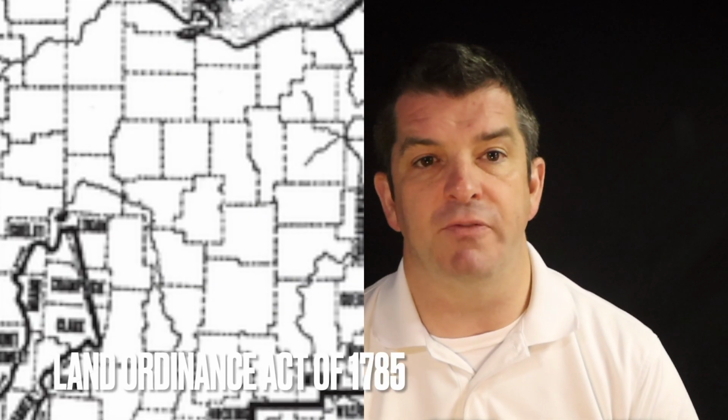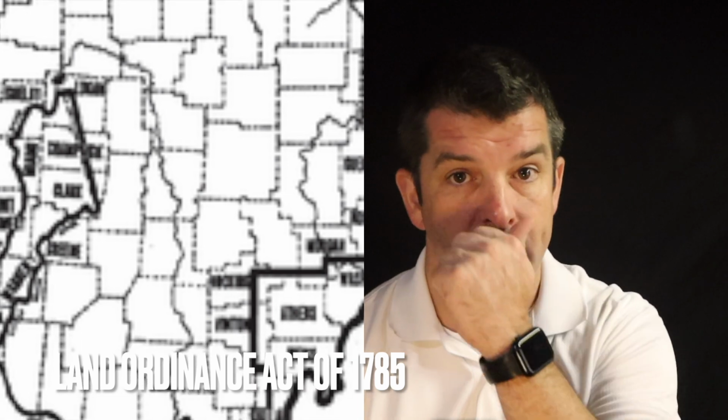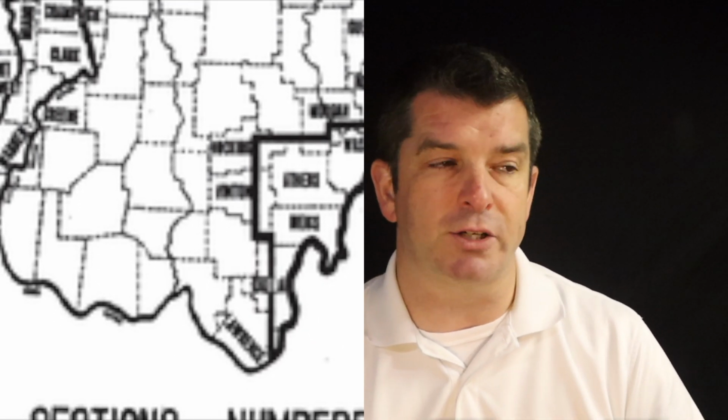Well, the first act was the Land Ordinance of 1785. It would divide the land into 6 square mile sections called townships. These townships would further divide into sections and then be sold to settlers. This is really how Ohio began, and by 1787 it was functioning as it needed to.